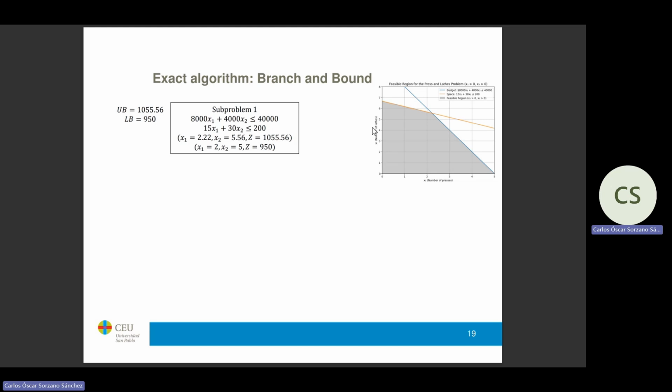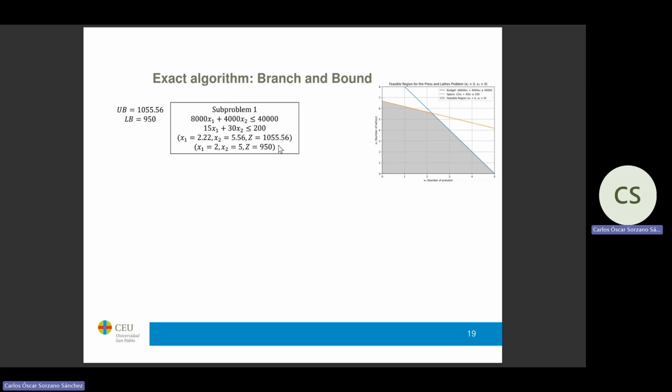So I don't know where the optimum will be, but I know that the upper bound is 1055. The solution I will find for sure cannot be better than that, because that was the optimal solution with non-integers, but you are not allowed non-integers. So it cannot be larger than that. That gives you an upper bound. And you also have a lower bound, because at worst, whatever I explore anywhere else, I have a solution that is 950. So if you find anything below 950, disregard that solution.